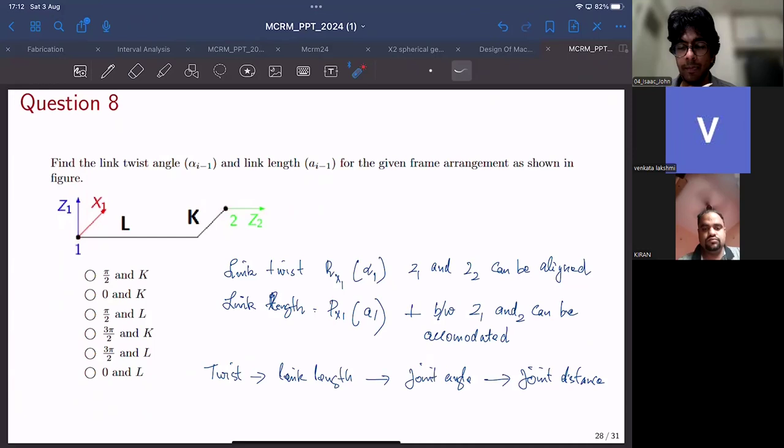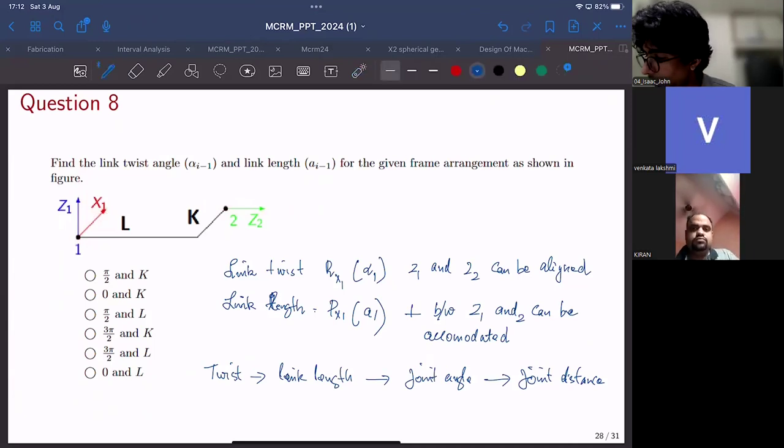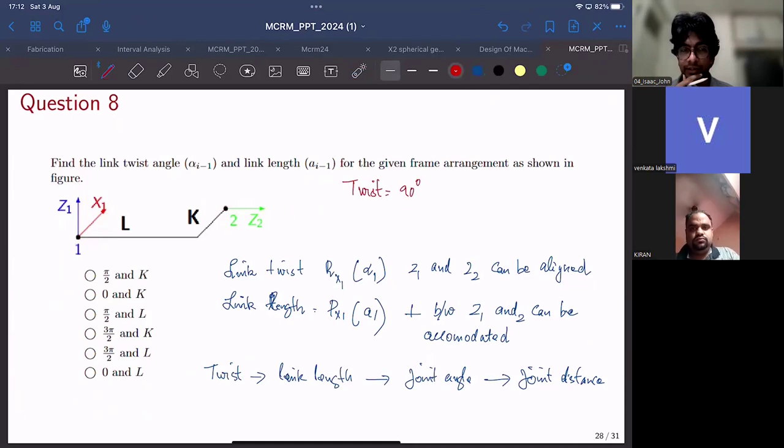Right? I hope that is clear about X1. Okay, sir. 90 degrees. Okay. So twist would be 90 degrees. Then what is the second one? Link length. Link length is also about X1 so that the perpendicular distance between Z1 and Z2 can be accommodated.